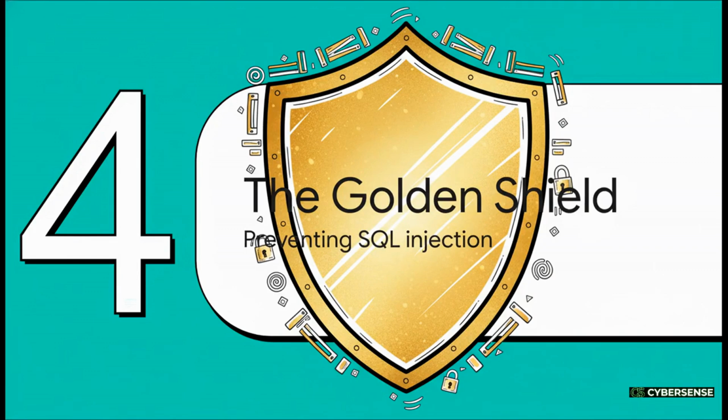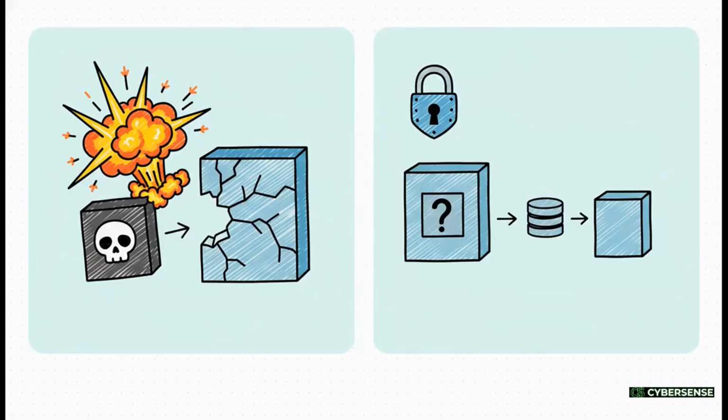This next part is the most critical section of this whole explainer. This is the golden shield. Okay, if you learn one thing today, let it be this slide. On the left, you've got the dangerous way. You're literally just smashing strings together, mixing the user's data right in with your code. This is how vulnerabilities are born.